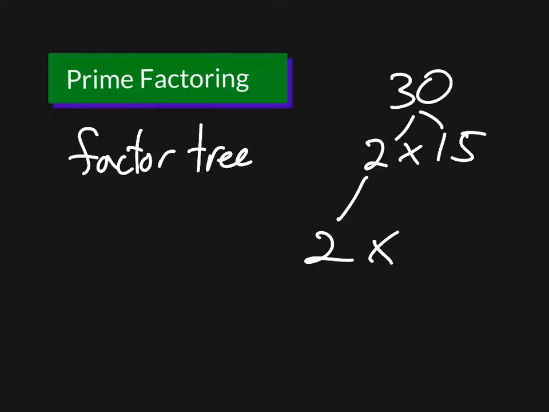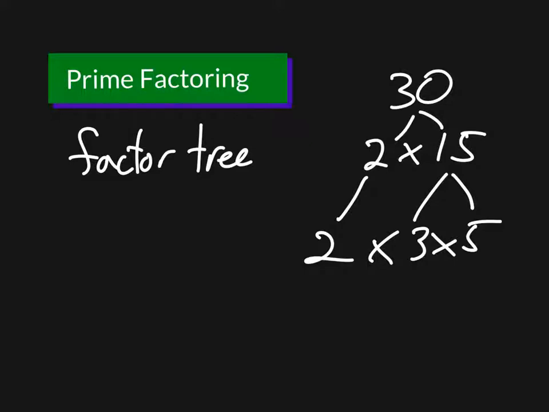But using the rules of divisibility with 15, we can see it ends in 5, so it's divisible by 5, giving 3 times 5 as factors. And these are all prime numbers, 2, 3, and 5, so that's as far as we can go. And the prime factors of 30 are 2, 3, and 5.